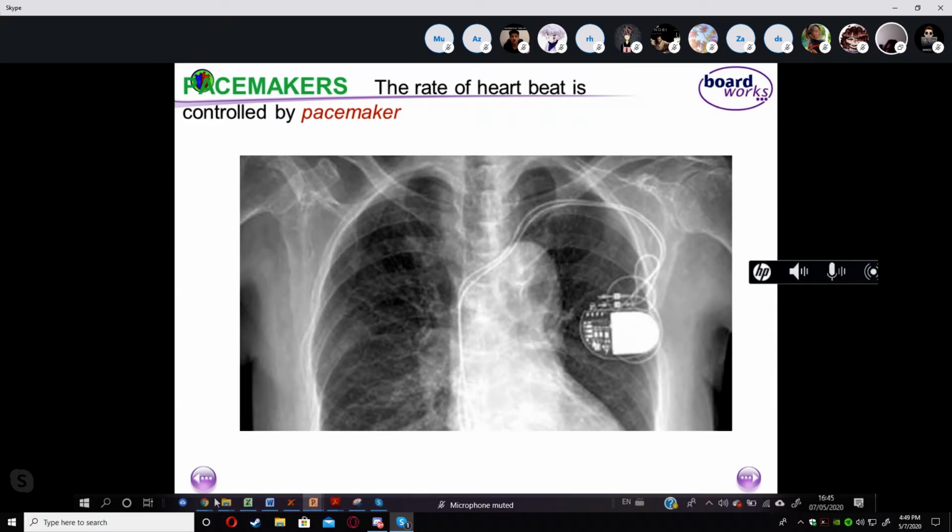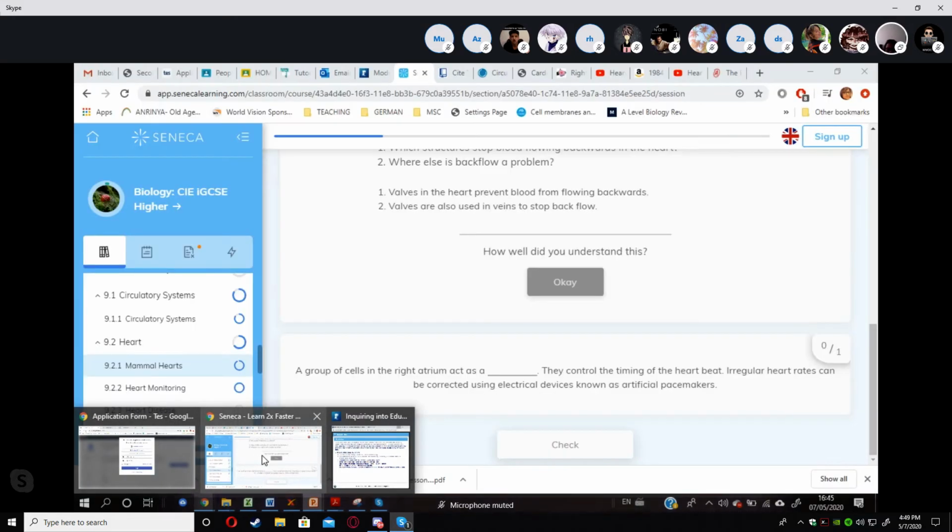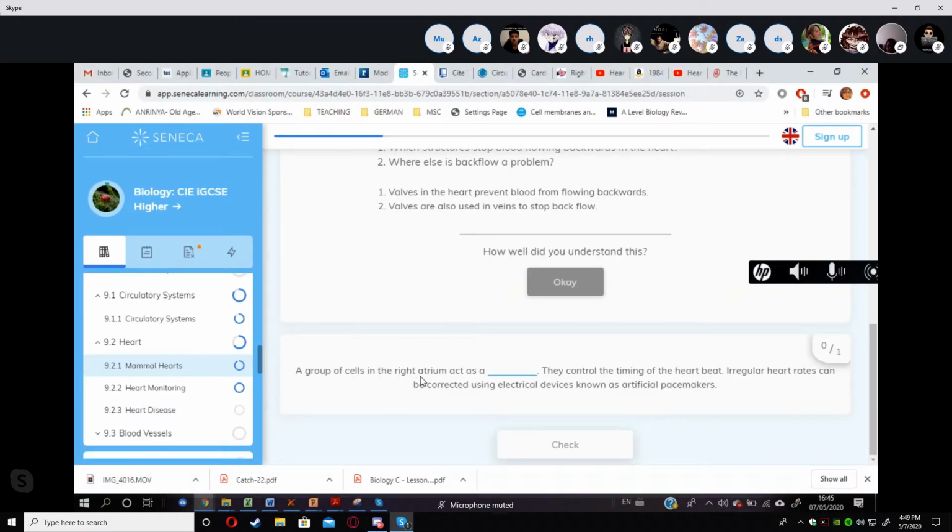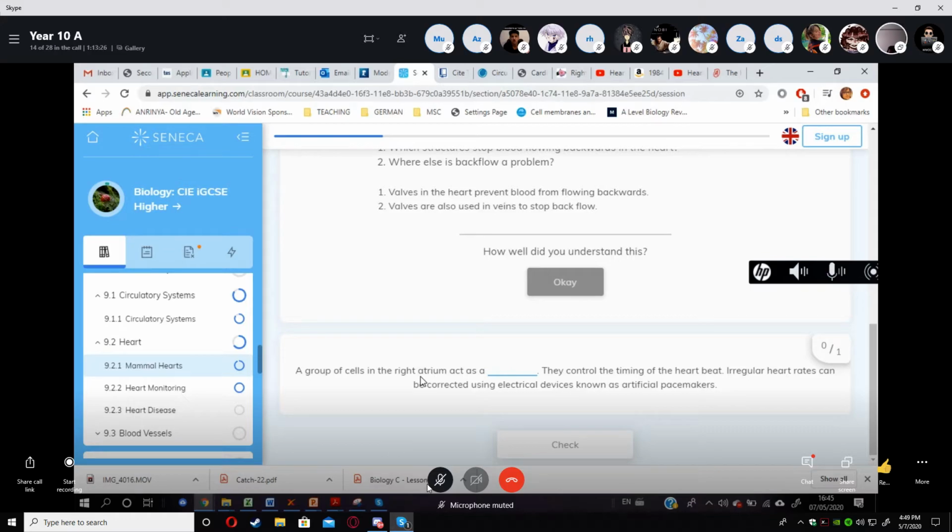Clear? So now going back to this. A group of cells in the right atrium acts as, what should I write here? Acts as, come on. It controls the timing of the heartbeat. Irregular heart rates can be corrected using electrical pacemaker devices. Yes.